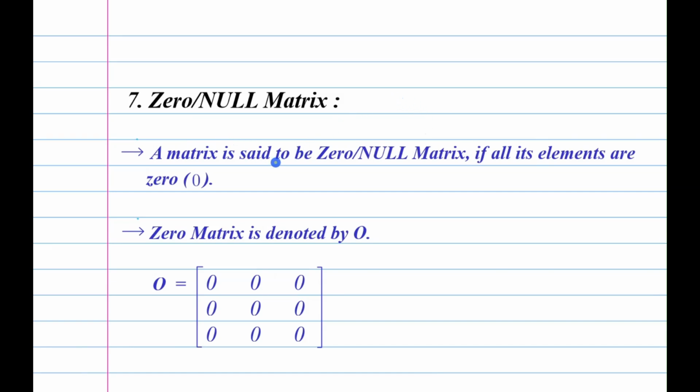Next, zero or null matrix. A matrix is a zero or null matrix if all its elements are 0. It is denoted by O, and this is its example.